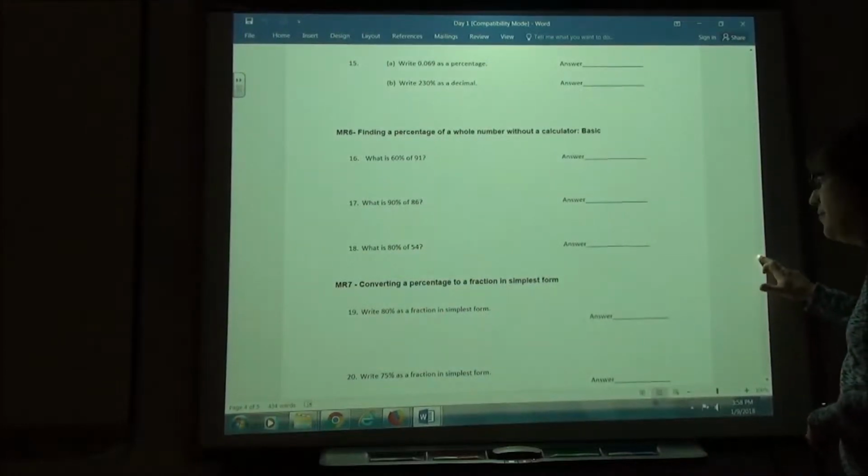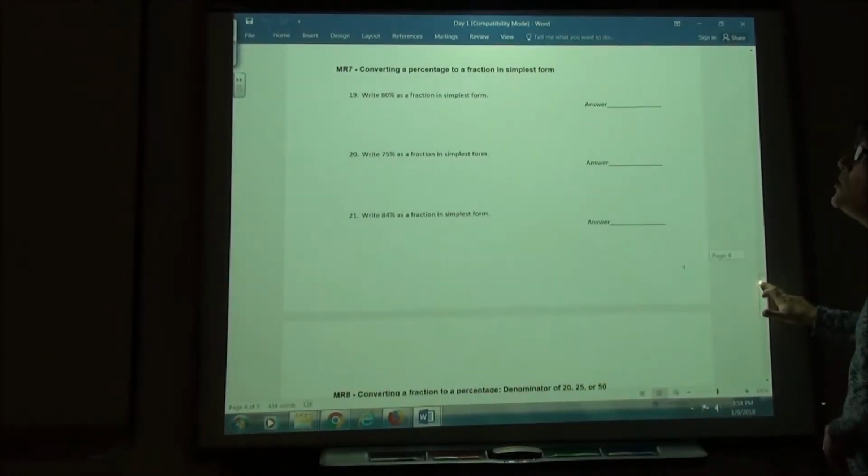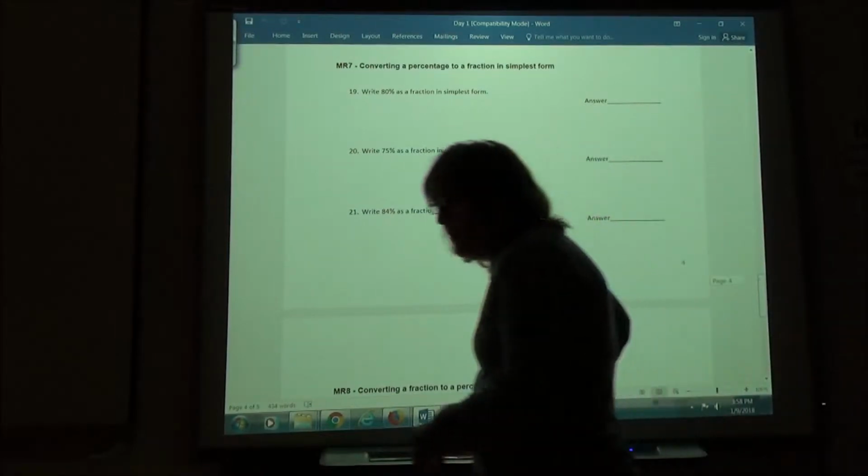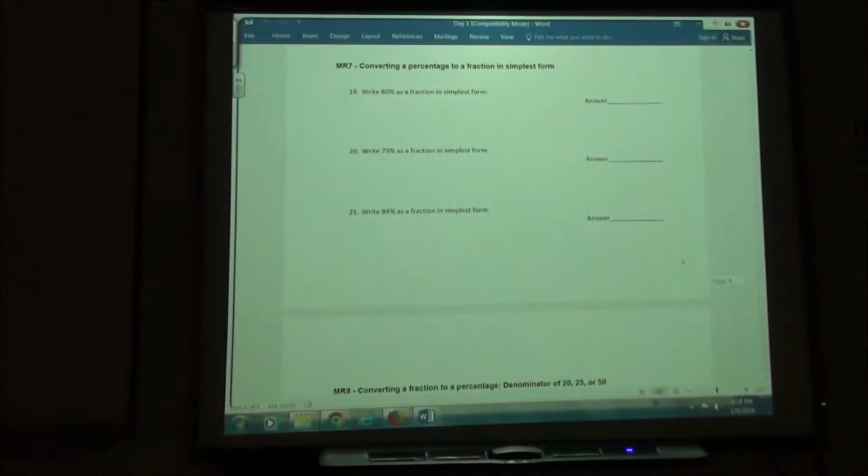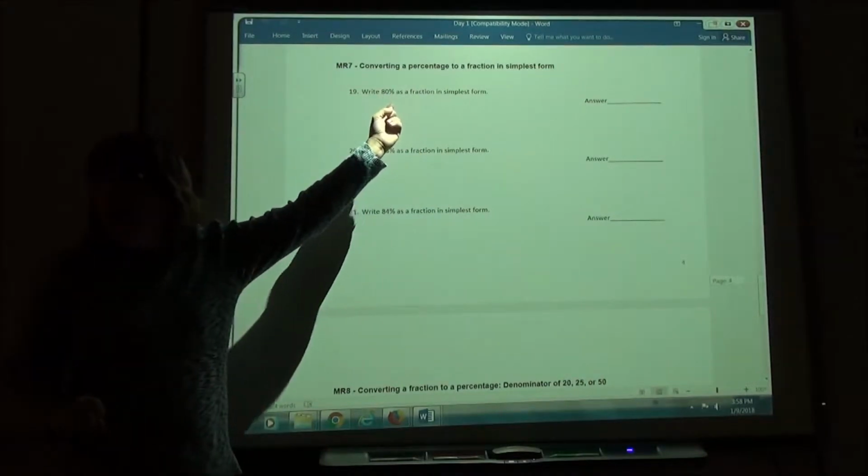Next one's here, converting a percent to a fraction. Sometimes it's easier to use a fraction. If you're using your calculator, it's probably not ever easier to use a fraction, but in some cases. Percent again means out of 100.